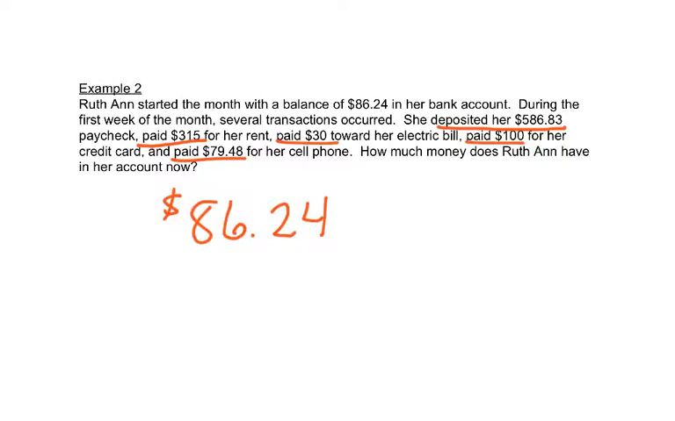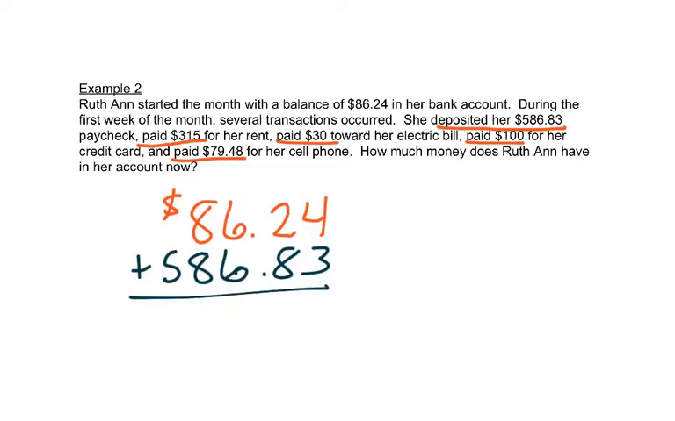Now remember that deposited means that that's added into her account. So let's first of all add that to the previous balance. So we have $673.07.